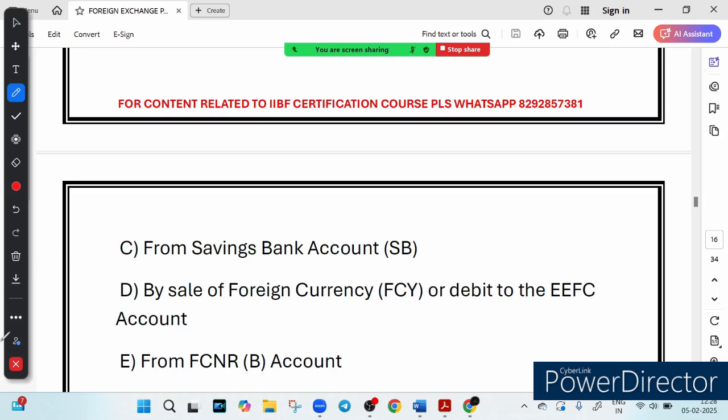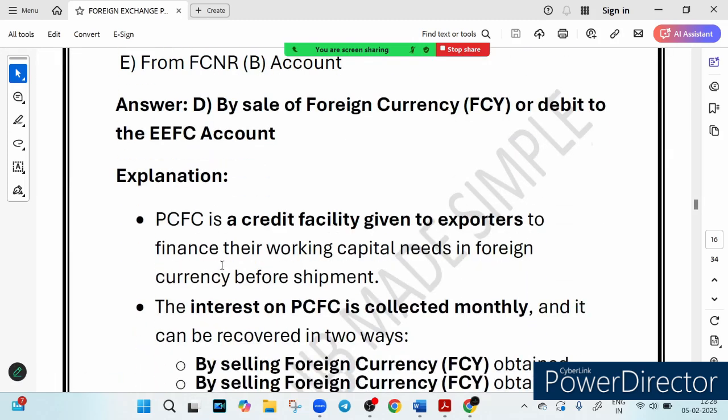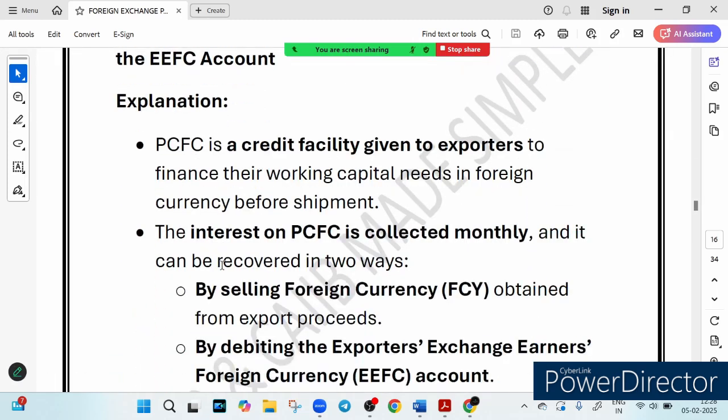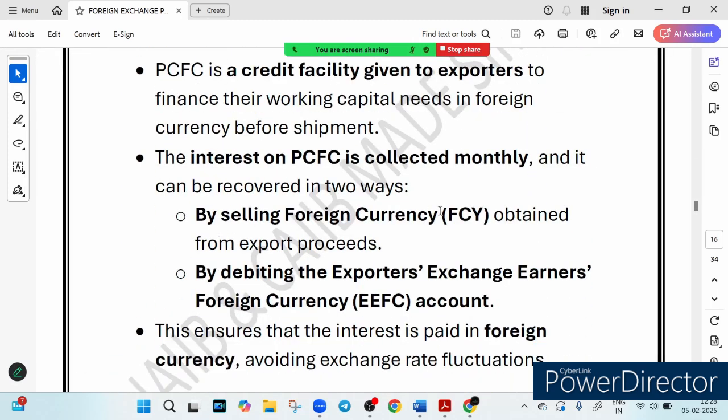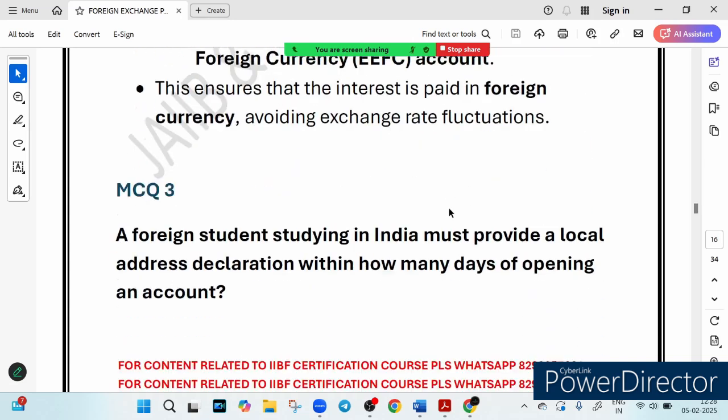So what we have learned in this particular question, the key point, is that the monthly interest on PCFC is collected either by selling the foreign currency, right, or by debiting the EEFC account. I hope this makes your concept crystal clear now. Let's move to the next question.